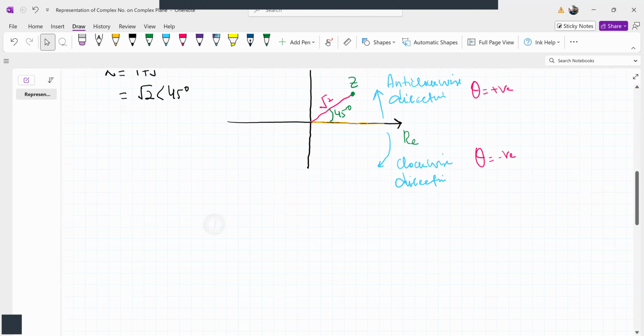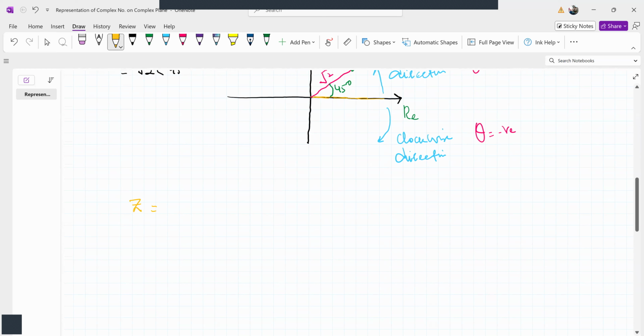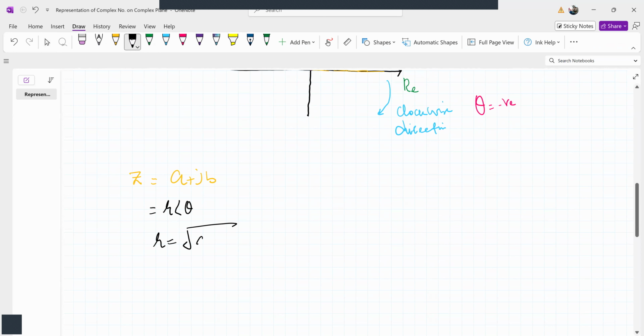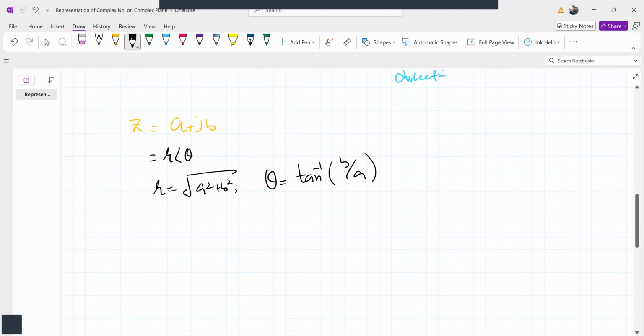When we convert a plus jb to polar form, that is r at an angle of theta, where r is the square root of a squared plus b squared, and theta is the phase, or the angle that this phasor makes with the real axis, tan inverse of b by a, we calculate this using applications like the calculator on a mobile phone, or scientific calculators like the Casio FX991 ES, if I remember the name correctly, or FX991 MS.